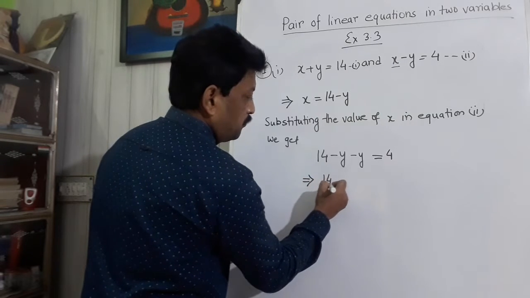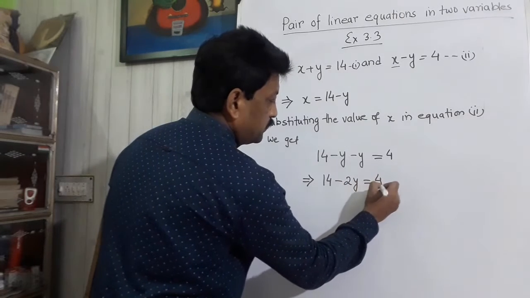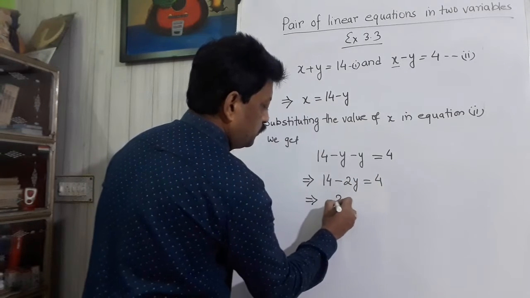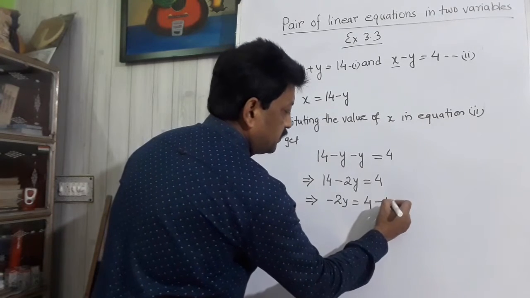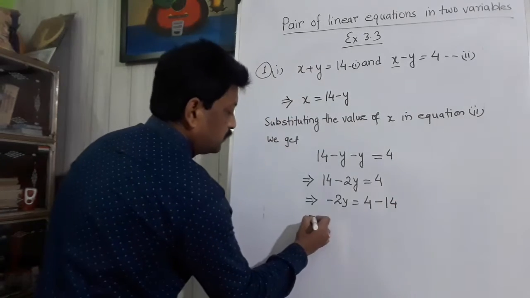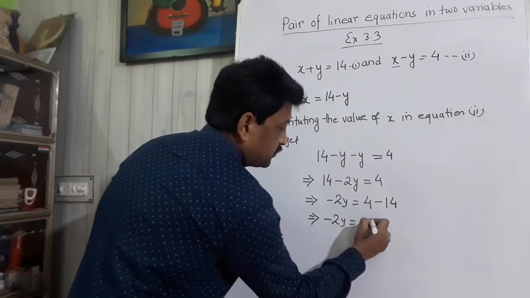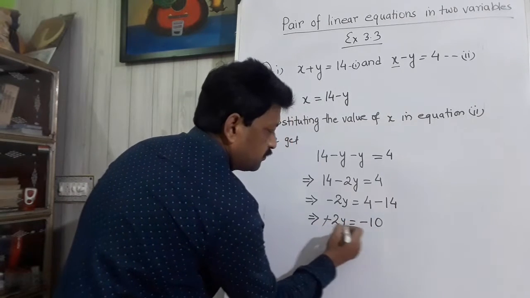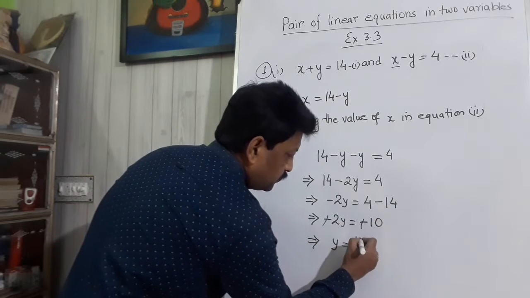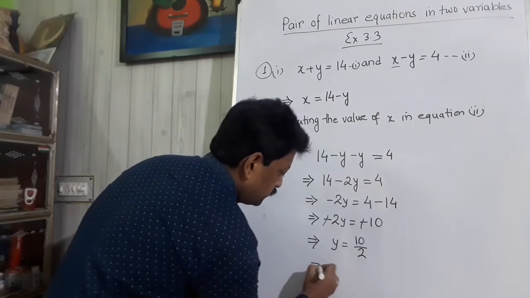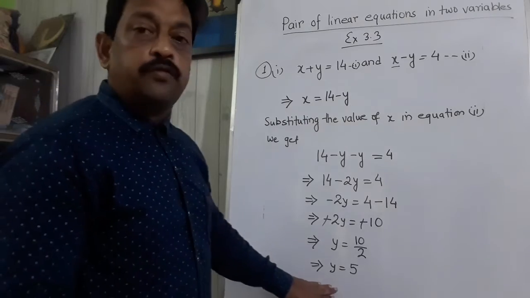Now 14, this minus y and minus y makes minus 2y is equals to 4. This 14 will go to the right hand side, it will become minus 14. So minus 2y is equals to minus 10. So minus minus will be cancelled. So y is equals to 10 upon 2, that is 5. So y is equals to 5. We have got the value of one of the variable.